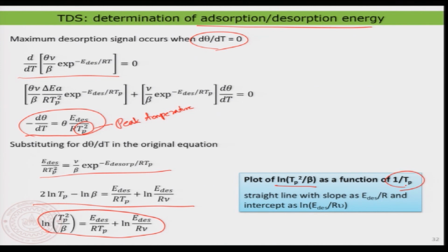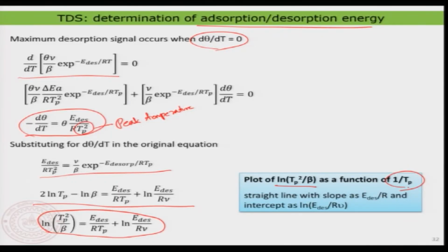That means what you have to do is independent experiments at different coverages, and then plot the log of Tp square by beta as a function of 1 by Tp, and the slope would give you the desorption energy directly. All right. So, that is what we want to do.